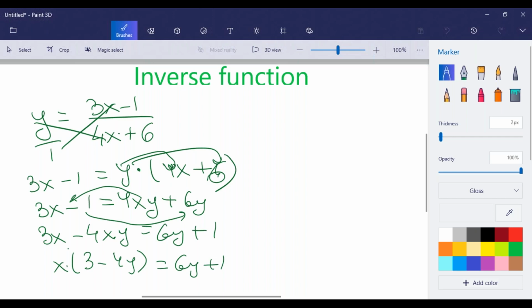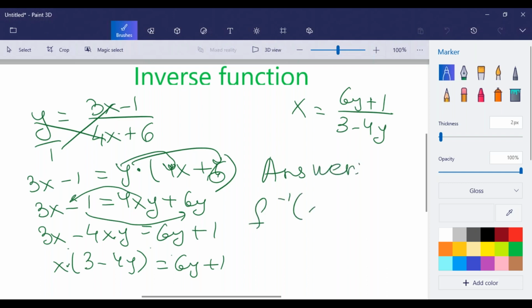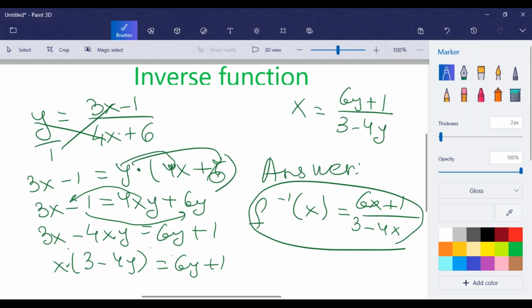How to find x? Between them, there is multiplication. It means I can take 6y plus 1 and divide by the other bracket. So x equals (6y plus 1) over (3 minus 4y). And the final one will be f to the power of negative 1 of x equals (6x plus 1) over (3 minus 4x), like this. That's all.